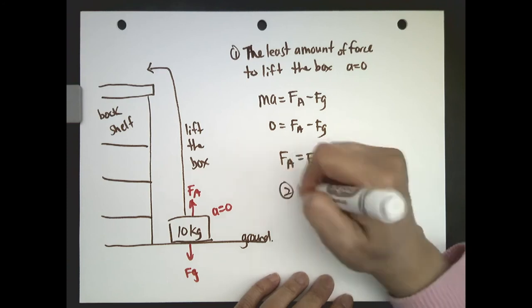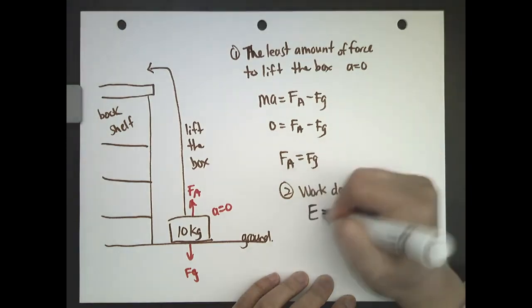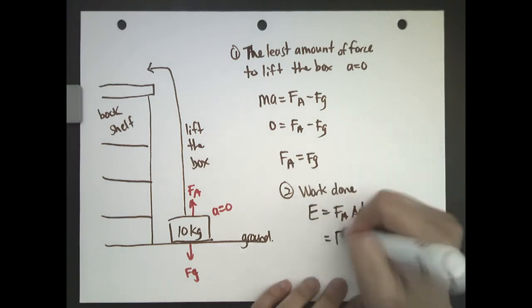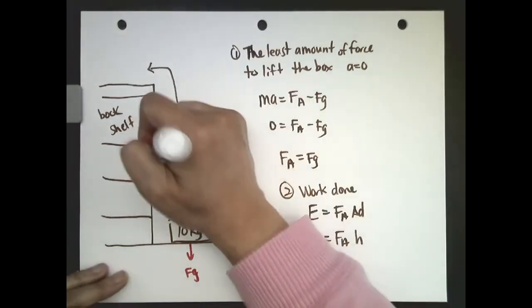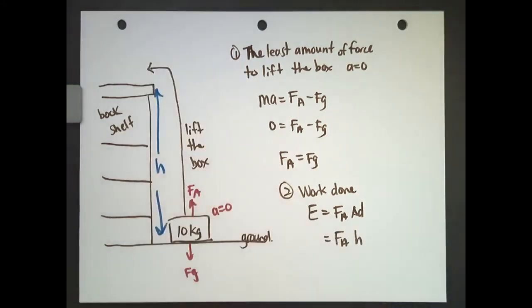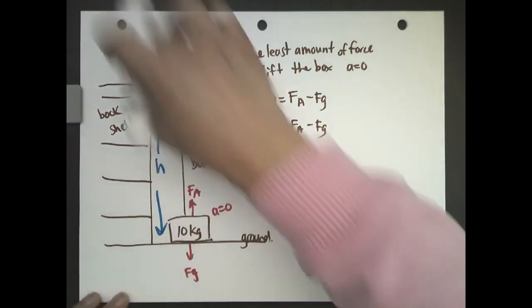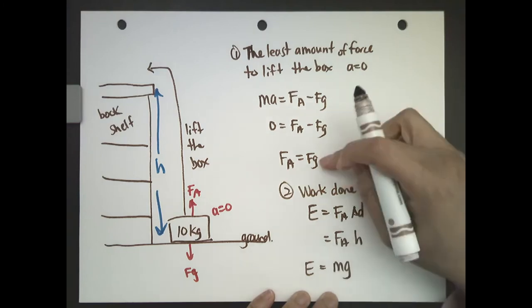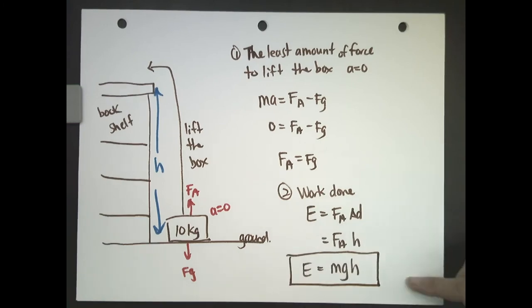So let's figure out the work done. The work done in this situation to lift the box up is going to be the energy, which is equal to the applied force times the distance or the displacement. In this case, this is going to be FA times the height, because we have the height of the bookshelf. So now we know that the energy required to lift something up is going to be equal to FA, which also equals FG or mg, times h. This here's the formula for gravitational potential energy, mgh.